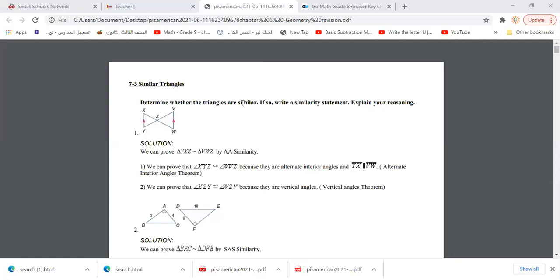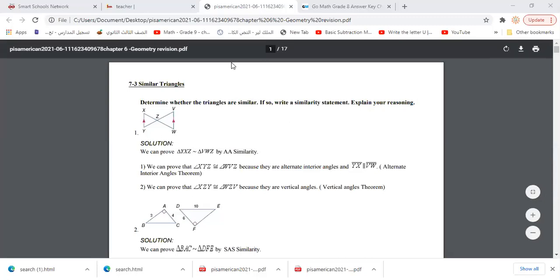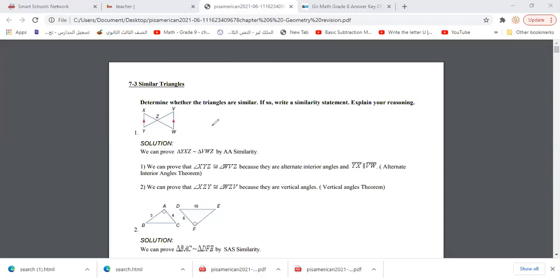Determine whether the triangles are similar. If so, write a similarity statement and explain your reason. In those two triangles in front of you now, will they be similar or not? What do you note about the sides here in this question, grade 9? Yes, they are similar.